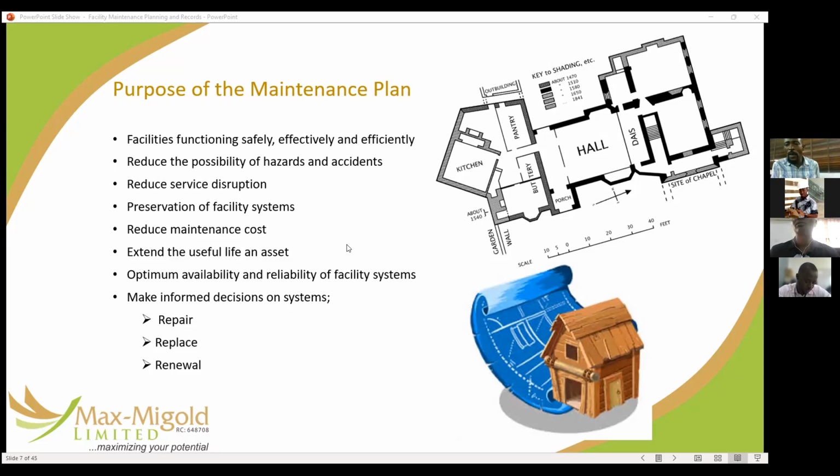So that means definitely when you fail to plan, as far as maintenance is concerned, you are also planning to fail, because your maintenance plan guarantees you the facility functionality. It guarantees you that your facility is functioning safely, effectively, and what? Efficiently. Then it reduces the possibility of hazard and accident, because you know what to do at the right time. You don't wait until your conveyor belt or your sprocket chain or any of those mechanical moving objects snaps before you start maintaining them. You don't wait until your teeth and gear start wearing out before you what?